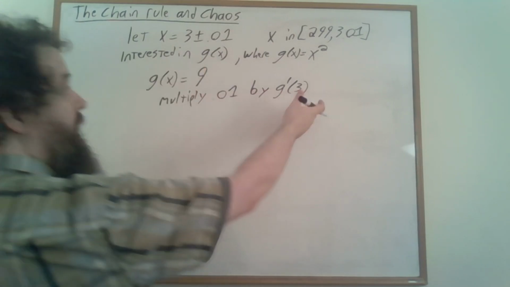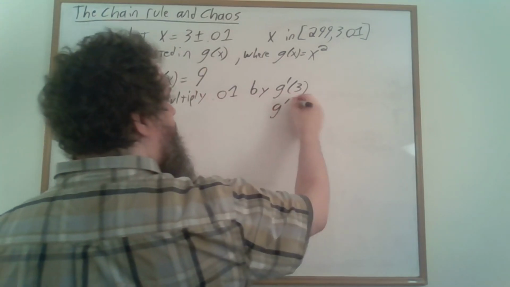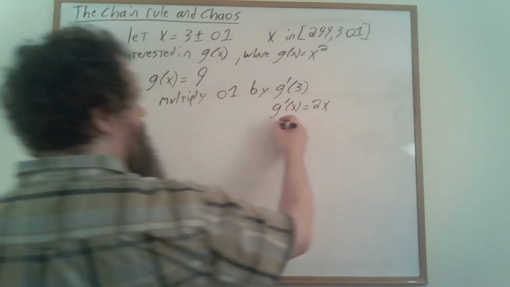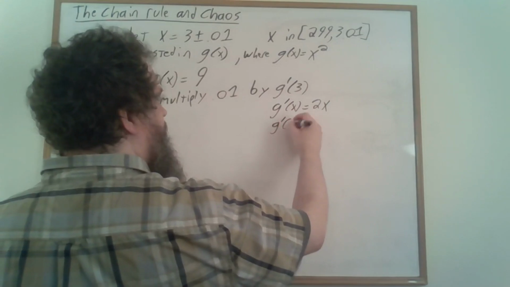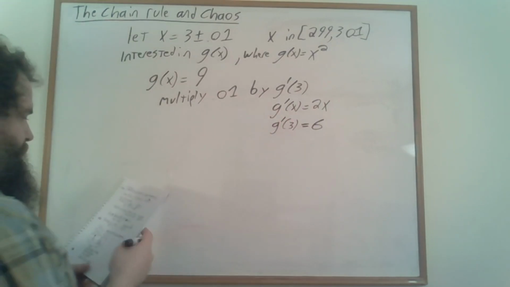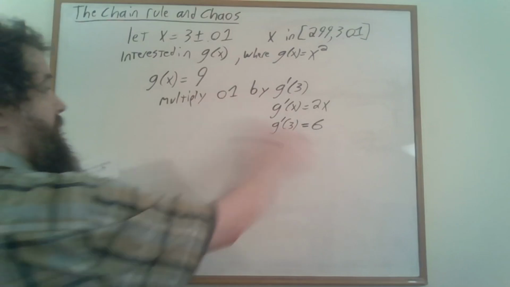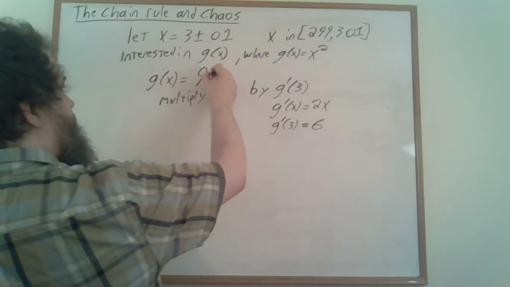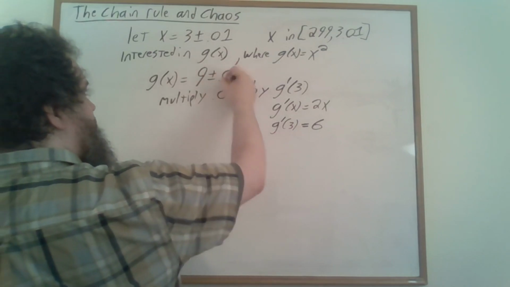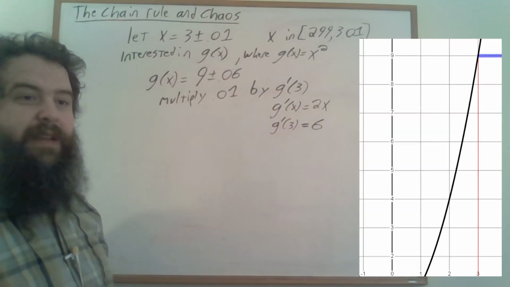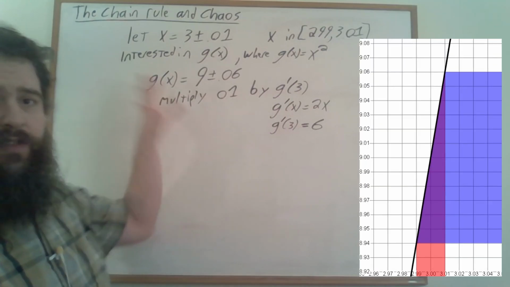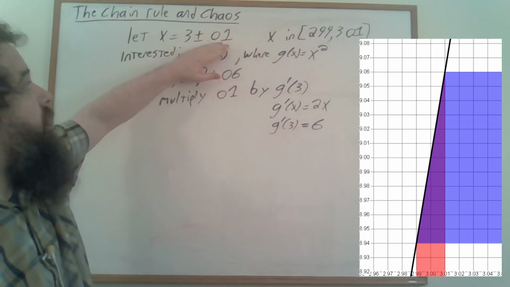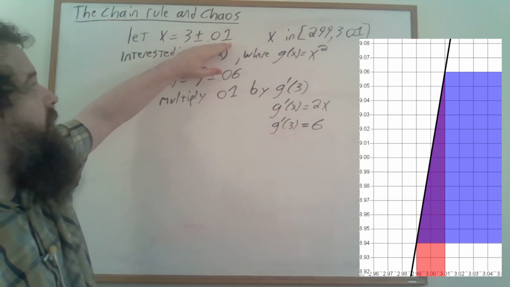So we need to calculate g prime of 3. g prime of x is equal to 2x, and then g prime of 3 is 6. So we need to multiply 0.01 by this derivative, 6, to get that g of x is going to be 9 plus or minus 0.06. Now, this isn't our exact g of x, it's only an approximation, but it's a really good approximation because we started off with a very small level of uncertainty.